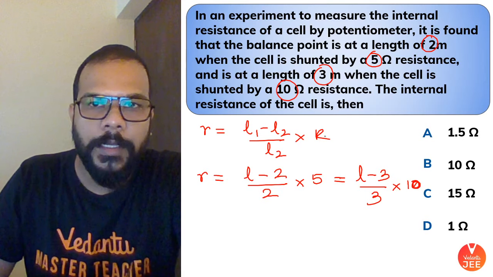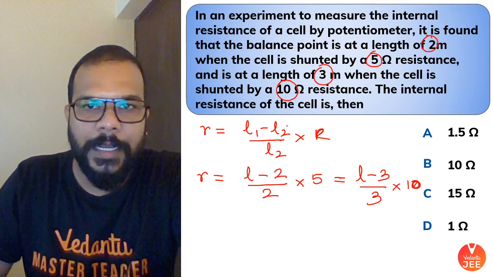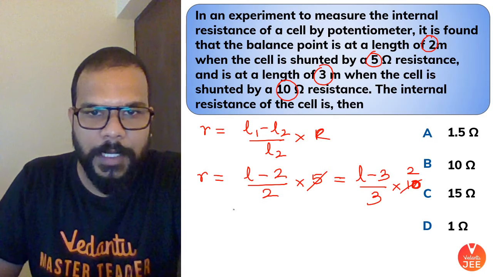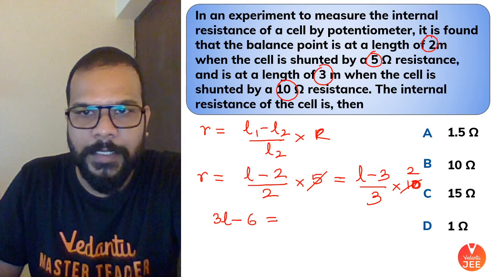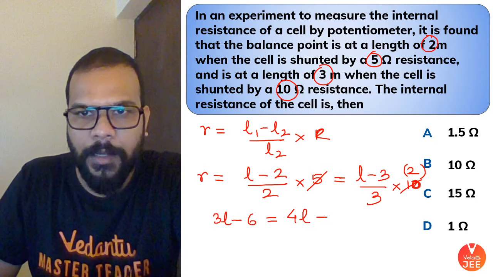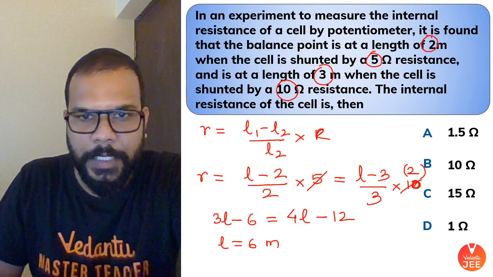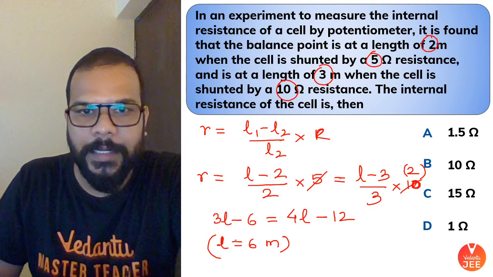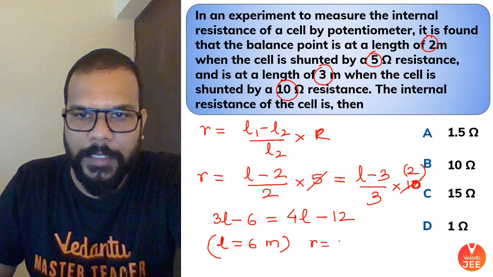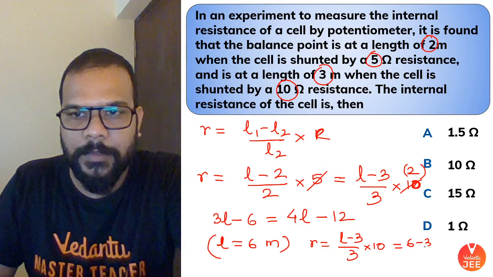So L2 in case of R value being 5 comes out to be 2, and when you use R value as 10, L2 comes out to be 3. So this 5 will cancel this 10 two times, and if I cross multiply, I have 3L minus 6 equal to 2 and 2 multiplies to become 4 gives you 4L minus 12. So that comes out to be L equal to 6 meters. So this was basically the balancing length when none of the external resistances were connected. So now internal resistance can be found as, say, L minus 3 by 3 into 10. So L value is 6, put that value.